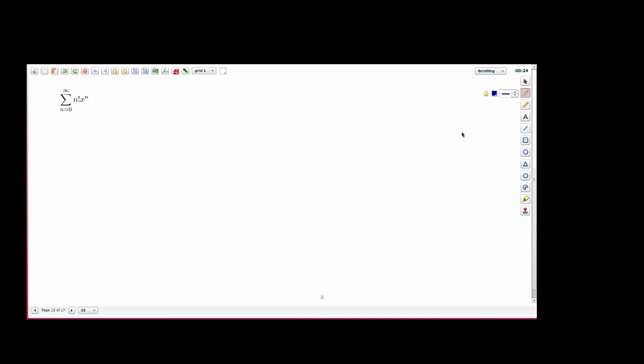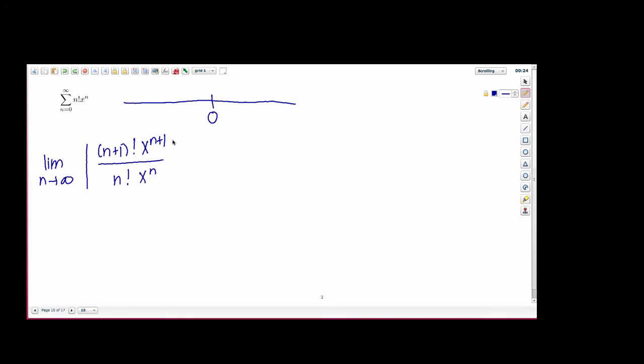Let's do our next example, computing the radius and interval of convergence of a power series. We're always going to start by saying what is the center, so what value of x do we plug in to get 0? So if we plug in x as 0, we get 0, so our center is 0. Now we're going to next do the ratio test, so limit n goes to infinity, absolute value, so we get n plus 1 factorial, x to the n plus 1, over n factorial, x to the n.